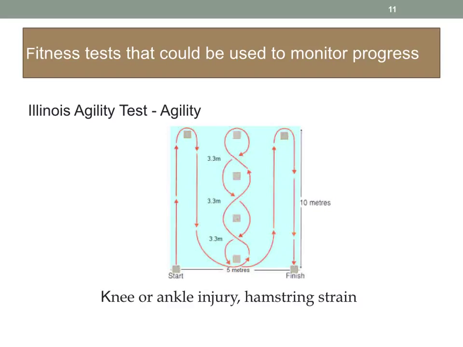The Illinois agility test is a test to measure how quickly an athlete can change direction and move from one place to another.